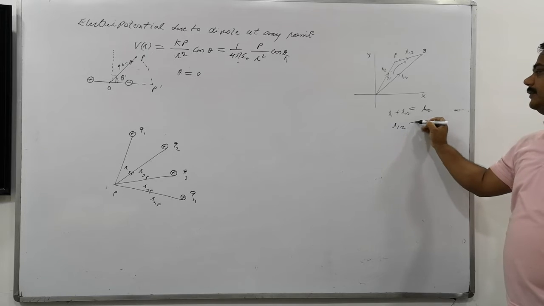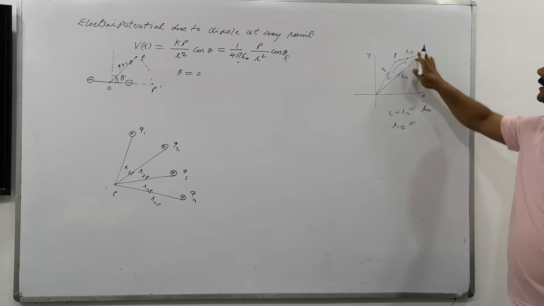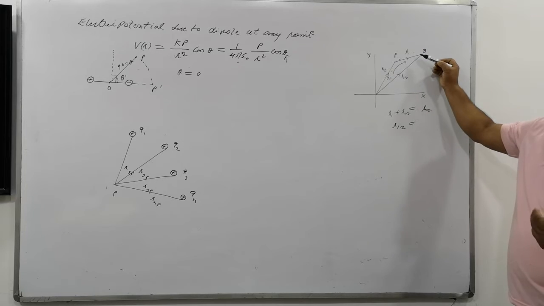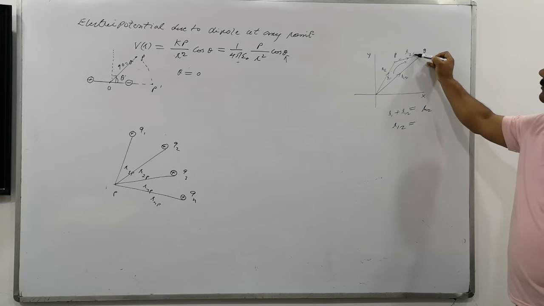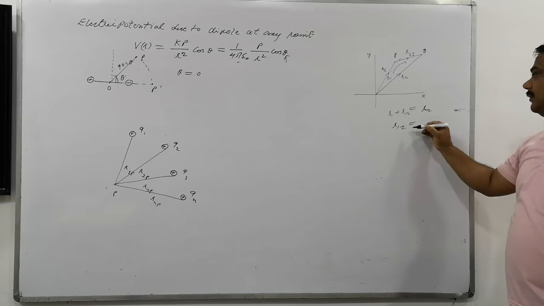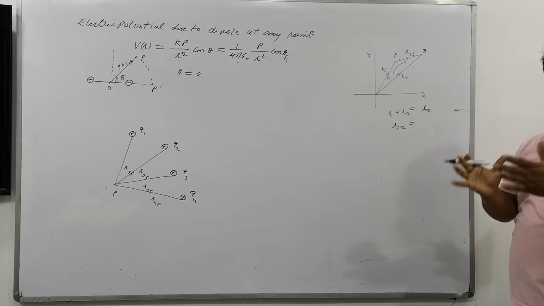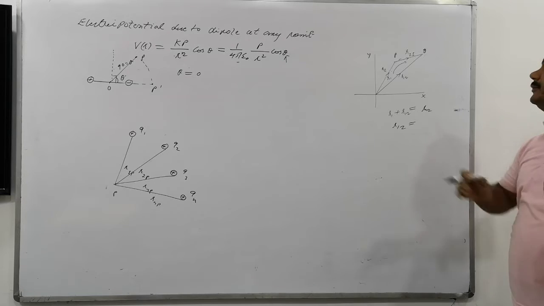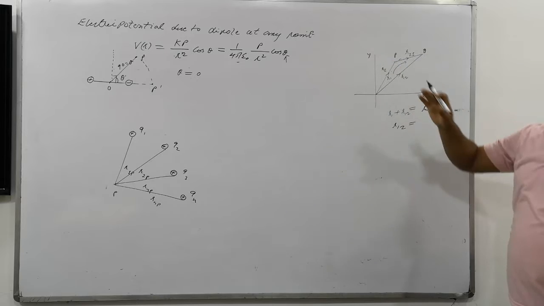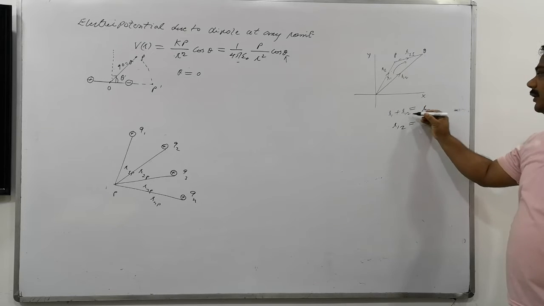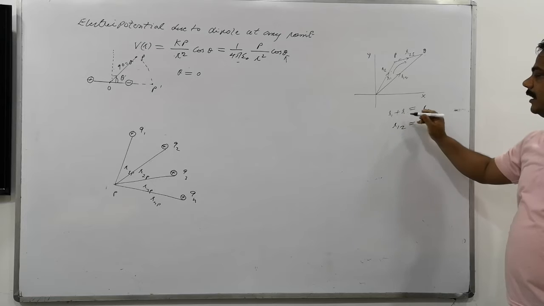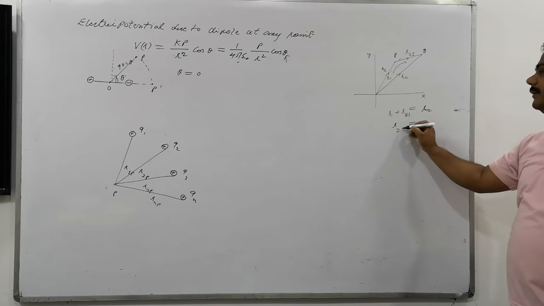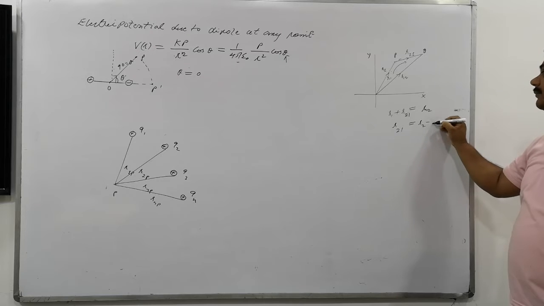So r12 is equal to what? We also get the position vector from P to Q, and Q with respect to 1. Clear? The position vector of P with respect to Q is r12, and the position vector of Q with respect to P is r21. So r21 can also be written here, and r12 can also be written here. So r12 is equal to r2 minus r1.